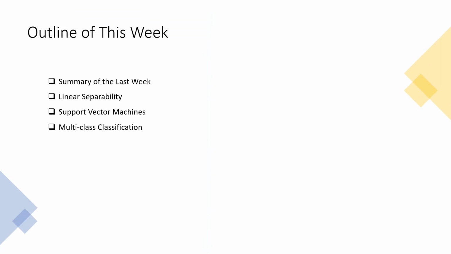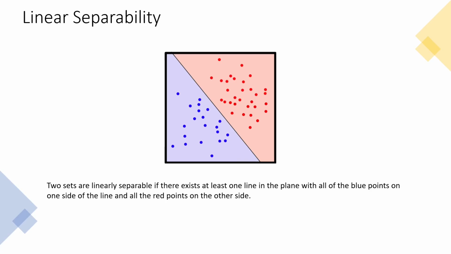Okay. Let's start the content of this week. We will be starting with linear separability. So what is actually linear separability? Two sets are linearly separable if there exists at least one line in the plane with all of the blue points on one side of the line and all the red points on the other side. So we have these blue points and these red points, and this whole set is called linearly separable if even a single line can separate these two sets. That's called linear separability.